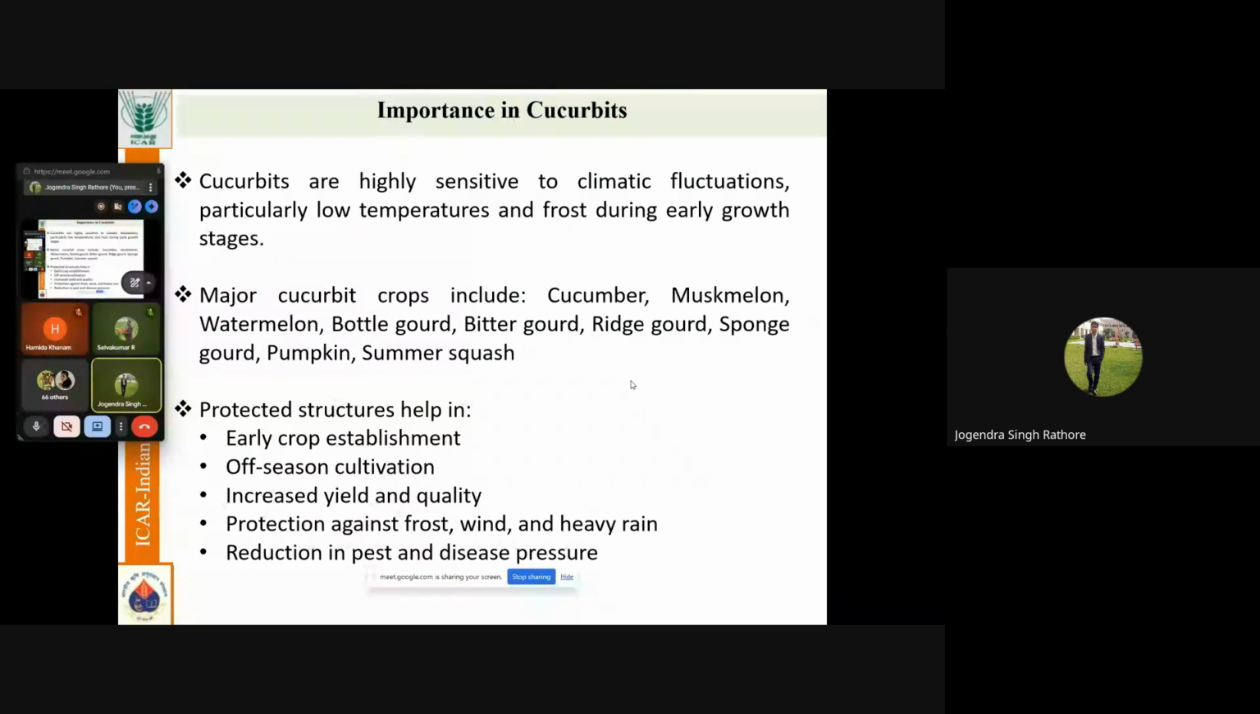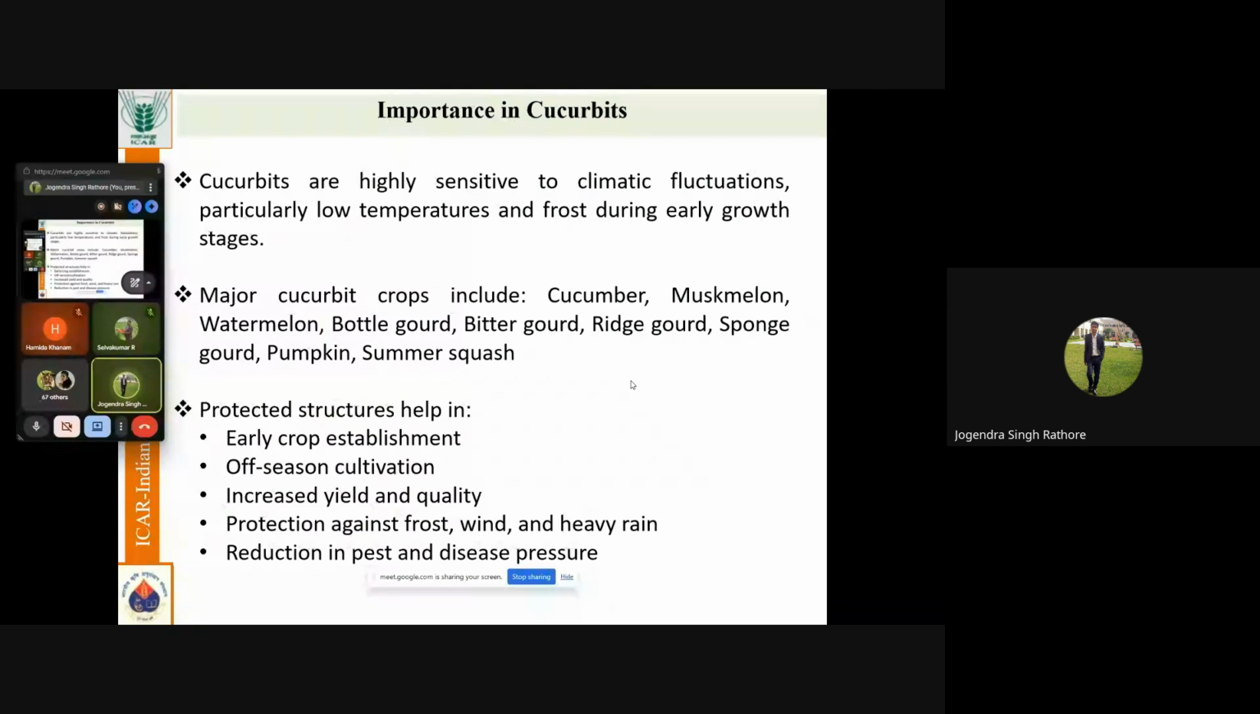So this modification basically helps us to address how we are going to protect this cucurbit crop from unfavorable climatic conditions and maintain an optimum environment for growth. So it leads to early growth and crop establishment, also off-season cultivation, which we see in the case of low tunnel technology. Low tunnel technology is mostly utilized for off-season cultivation.